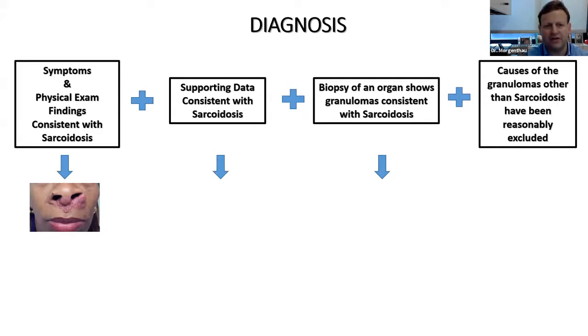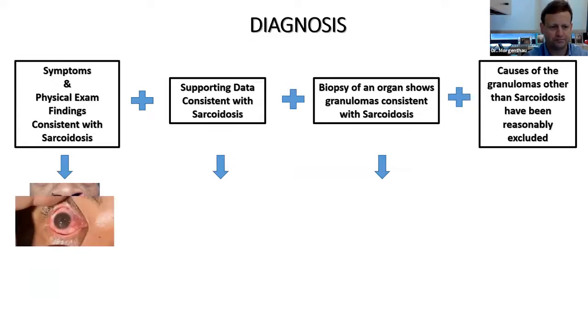In order to make the diagnosis of sarcoidosis, you need to have symptoms and physical exam findings that are consistent with sarcoidosis. This picture here is a patient with lupus pernio, which is a characteristic rash, usually around the nose, around the cheeks. It's almost diagnostic for sarcoidosis. So if you see something like this, this supports the diagnosis of sarcoidosis.